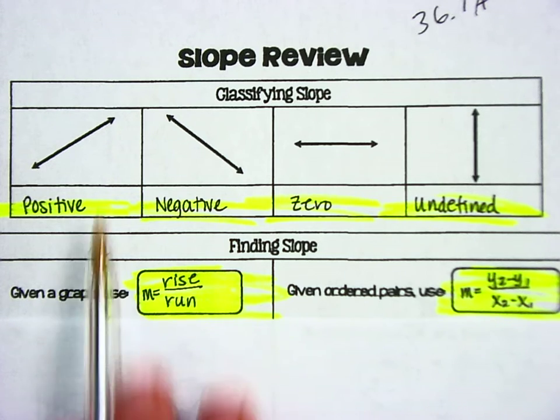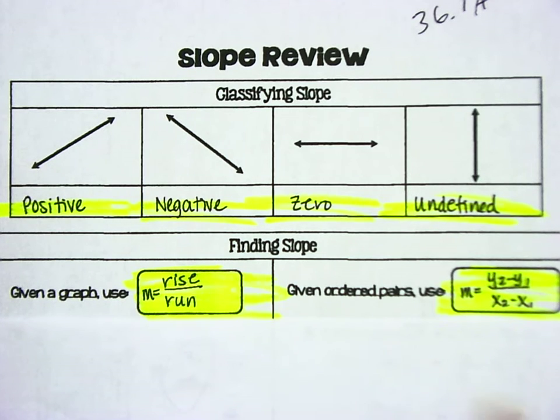And over here we have your slope formula. Remember, it's the change in the y values over the change of the x. So you're just going to subtract the y values over subtracting the x values, finding the difference.